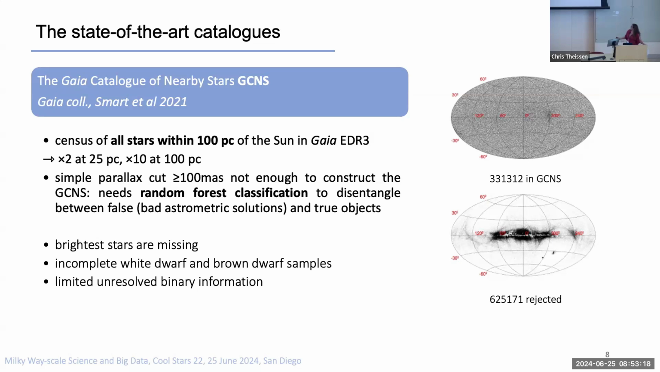It contains many stars, but brighter stars are missing because it's based only on Gaia, so you have a saturation problem. It has incomplete white dwarf and brown dwarf samples and limited unresolved binary information.